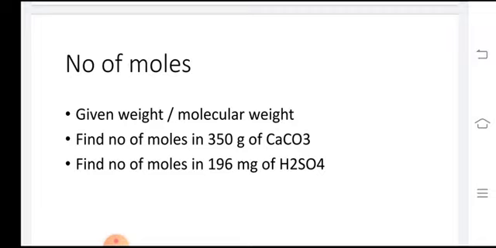Similarly, please go through the second example, which has millimoles and deals with milligrams. So milligrams give us millimoles, and 1 millimole is represented as 10 to the power minus 3 moles.